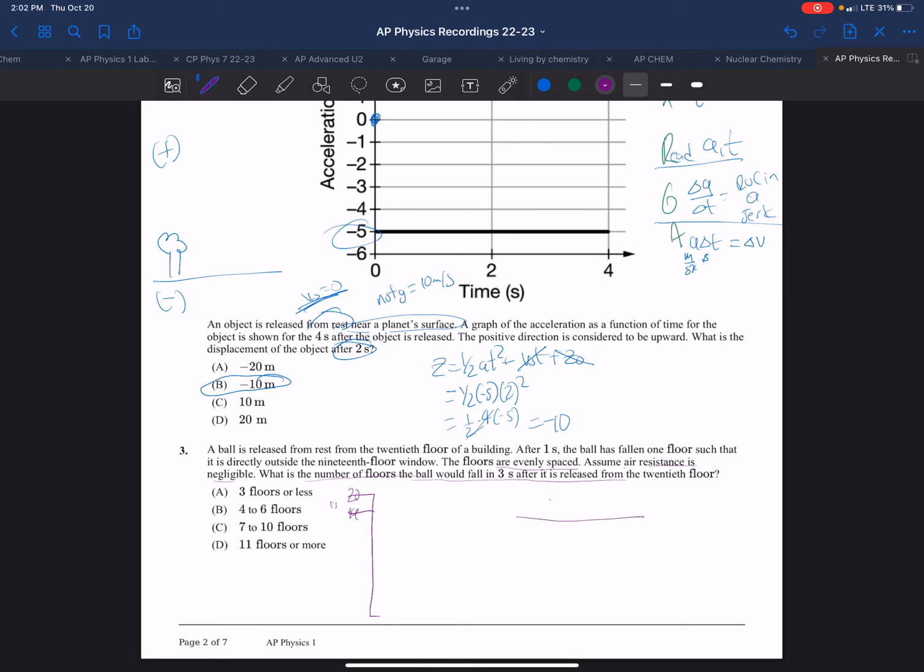Well, we could look at this as an average velocity table. So we've got time, 0, 1, 2, 3. Our acceleration, which would be minus 10. And our instantaneous velocity, which is 0, minus 10, minus 20, minus 30. Our cumulative average velocity, minus 5, minus 10, minus 15. And our displacement, delta z.